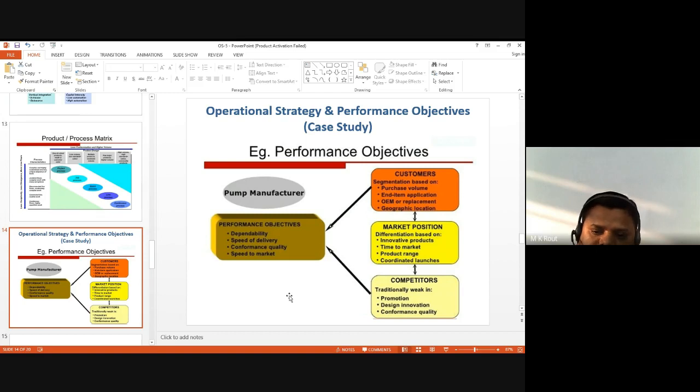For example, you know that your competitor's promotion has gone very badly, their design innovation is very poor, and the confirmation of quality rating is very poor. So these directly enhance your performance objective in case of dependability, speed, confirmation of quality, and the last one is speed to market. Is it clear?